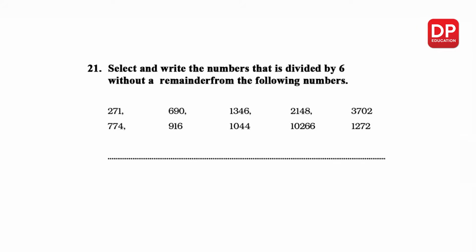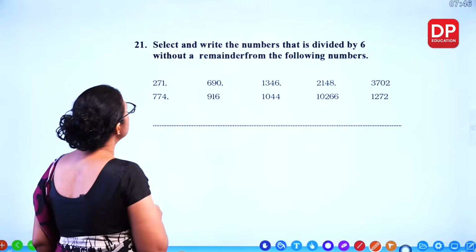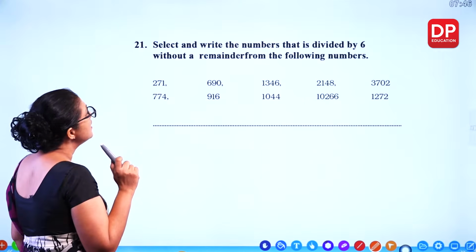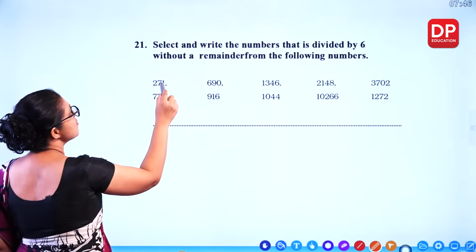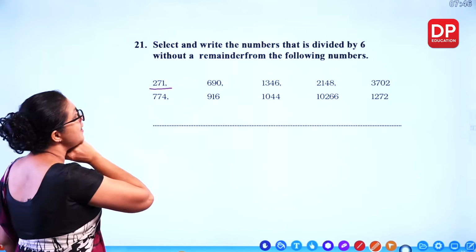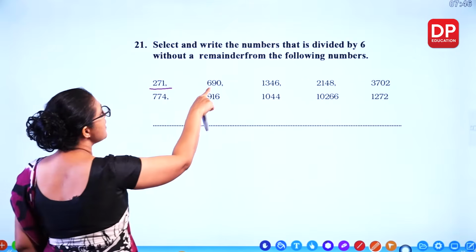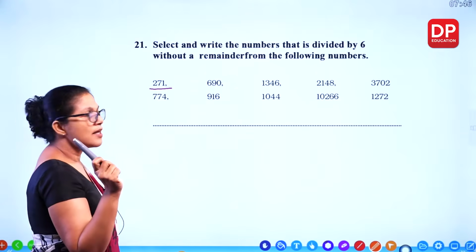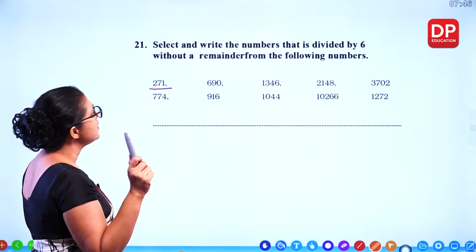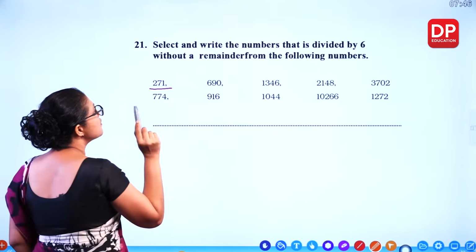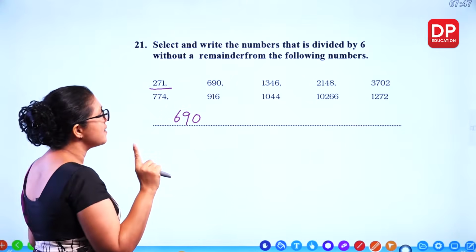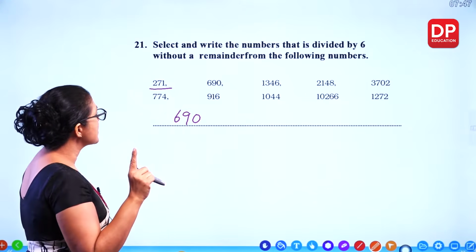Select and write the numbers that are divisible by 6 without a remainder from the following numbers. So how do you identify whether this is divisible by 6? First check whether this is an even number. This is not. So it's not divisible by 6. 690, it's an even number. Now we'll check the digital root. 9 plus 6, 15. That's 5 plus 1, 6. 6 means it's divisible by 3 as well. So 690 is divisible by 2 and 3, that means divisible by 6.